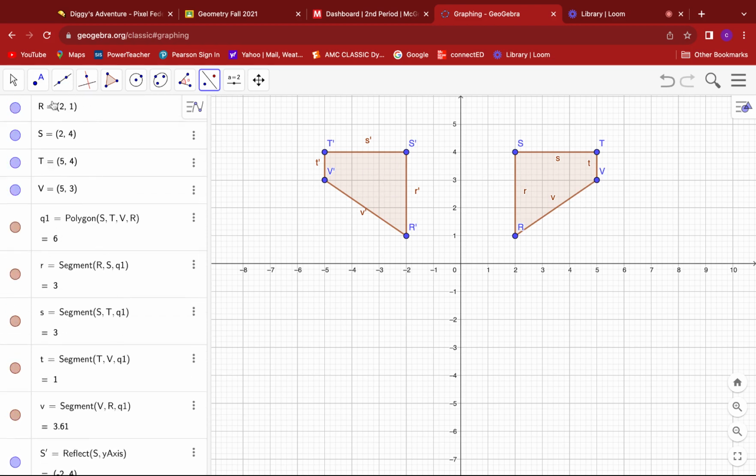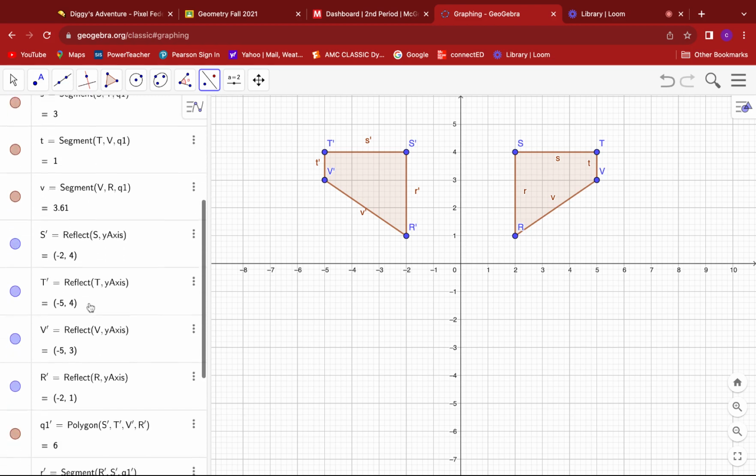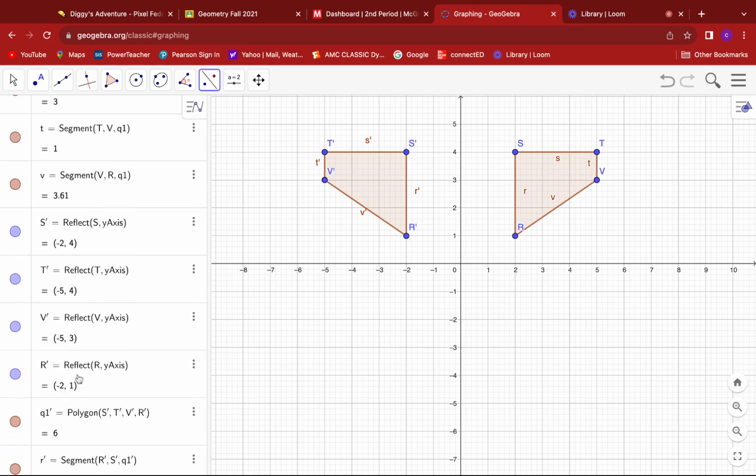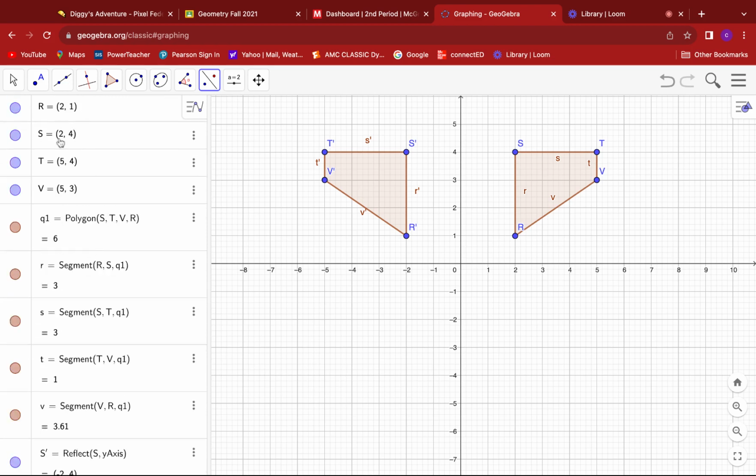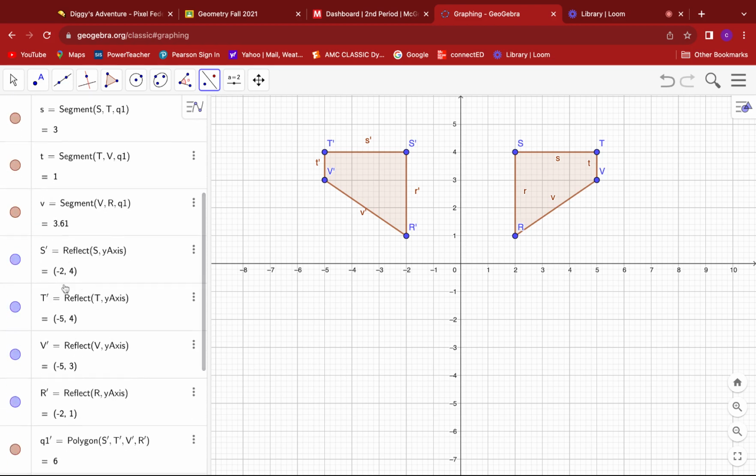One more time, the original R was 2, 1. R prime is negative 2, 1. So the x values changed. The original S was 2, 4. S prime is negative 2, 4. So again, the x value changes when you flip across the y-axis.